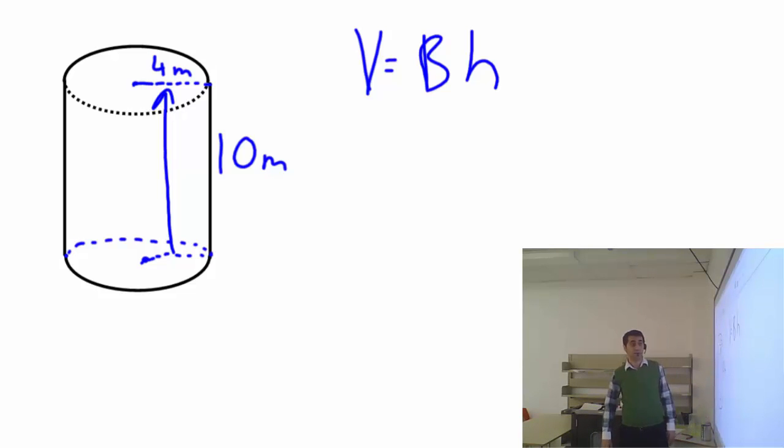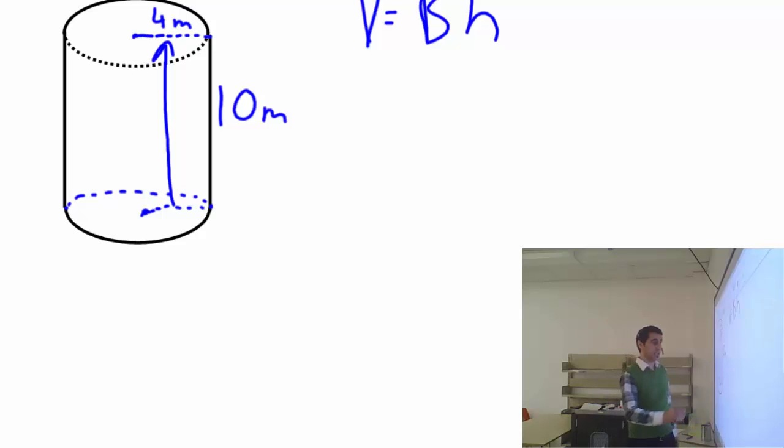So once again, you need to calculate the volume of the cylinder. B, base area. You need to know the base area first. Therefore, let's write down B equals, so I'm going to write down another formula here for the base, which is a circle.